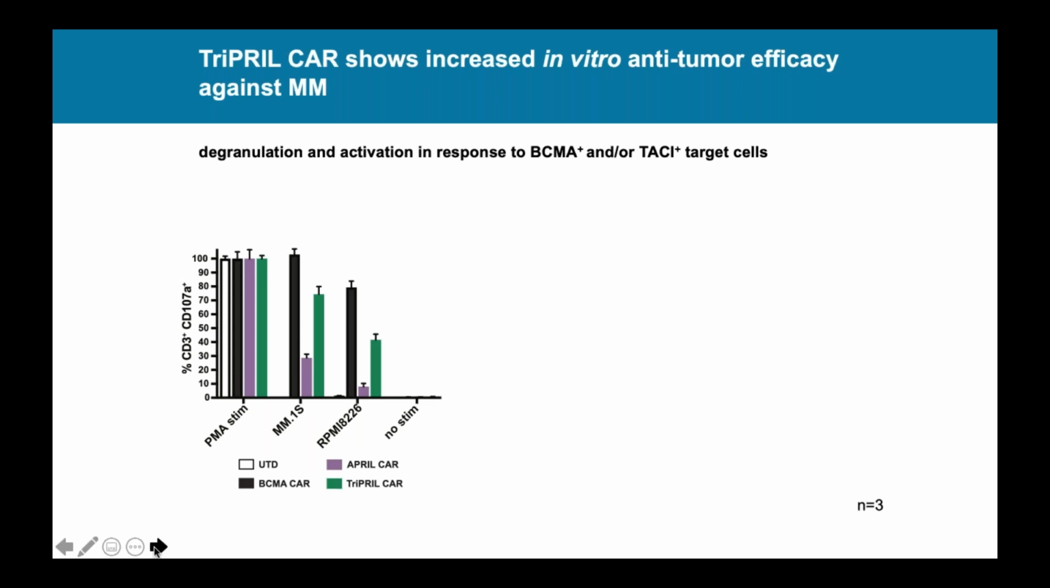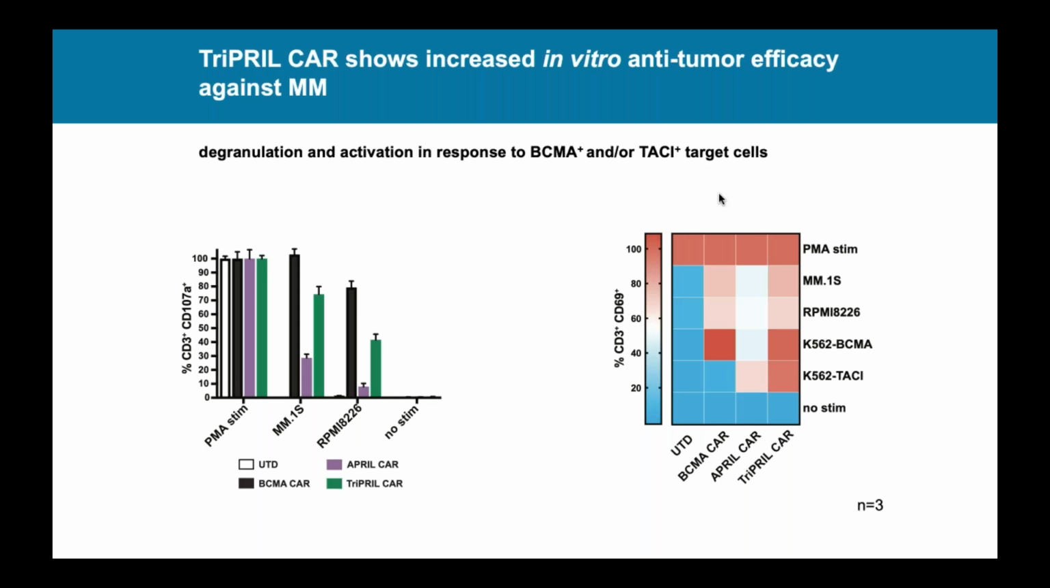To further characterize the effector functions of our CARs, we also performed T-cell degranulation and T-cell activation assays by co-culturing them with target cells and measuring the surface expression of CD107a and CD69. So on the left is shown our degranulation assay, where we found that, again, BCMA CAR Ts and TRIPRIL CAR Ts, when co-cultured with multiple myeloma target cells, showed robust degranulation, while, again, APRIL CAR Ts only showed a weak degranulation response. And we observed something similar for the activation assay, where we measured upregulation of CD69.